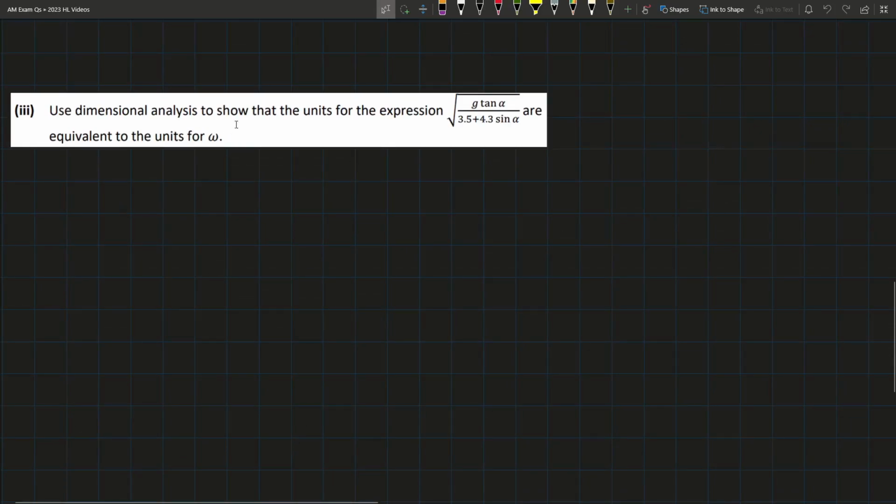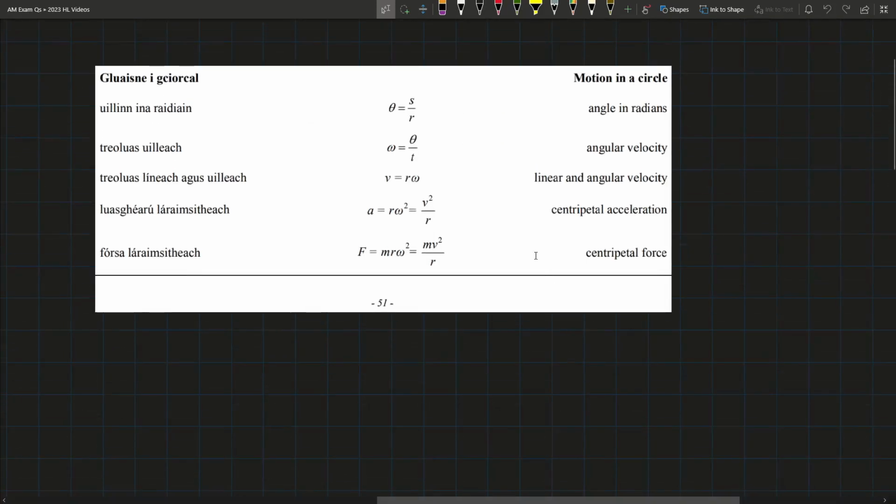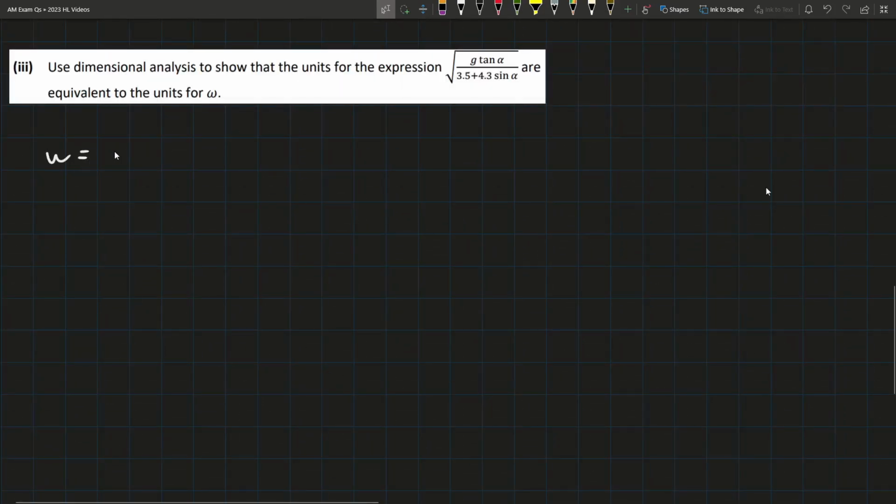So it says use dimensional analysis to show that this thing is equivalent to the units for omega. So I thought the unit for omega was radians per second, but in reality, if we have a look at the formulae, omega is theta divided by t, where theta is the angle and t is the time, and theta is just the arc length divided by the radius. Arc length is meters, radius is meters. Theta is actually dimensionless. It doesn't have a unit. So this is actually no unit over seconds. So the unit for omega is just inverse seconds. It's just per second. So omega will be in inverse seconds, or you could write that as 1 over s if you want. But s to the minus 1 is easier.